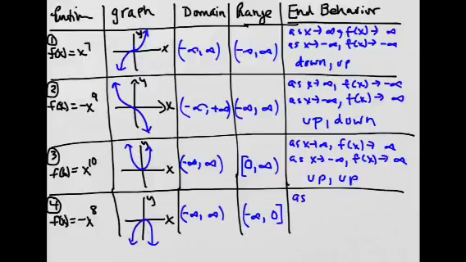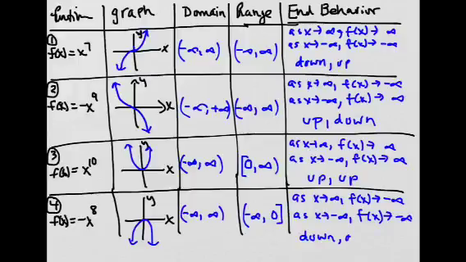So for the end behavior, as x goes to infinity, f of x goes to negative infinity, and as x goes to negative infinity, that means as you go to the left, f of x continues to go down. So both left side and right side go down. So this could also be described as down, down.